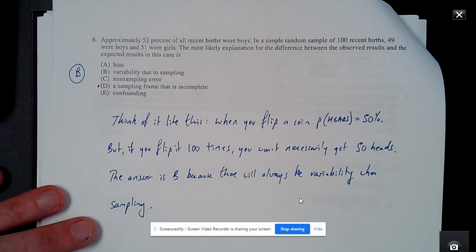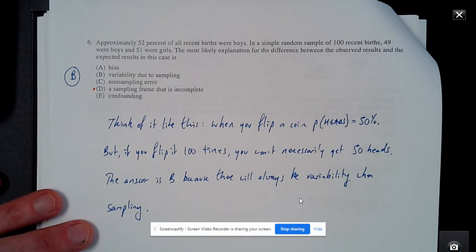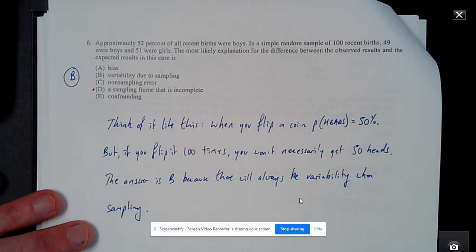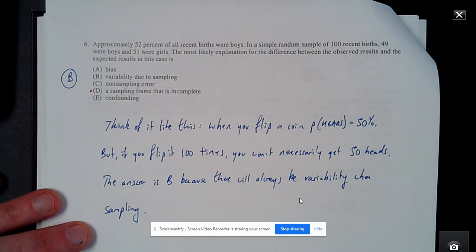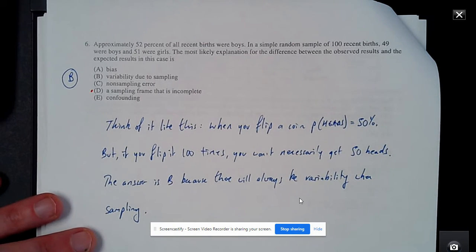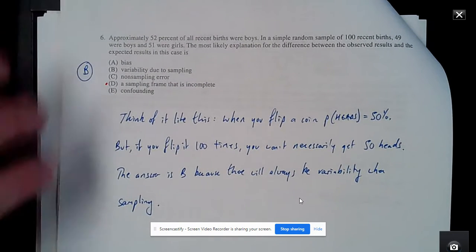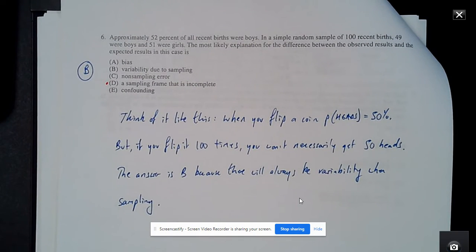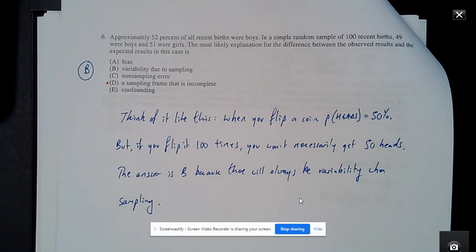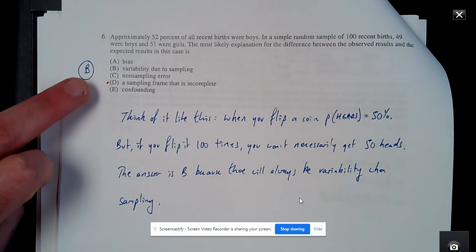So here you have number 6. Approximately 52% of all recent births were boys. In a simple random sample of 100 recent births, 49 were boys, 51 were girls. And the most likely explanation for this difference is what? Well, bias is basically when you have underrepresentation or overrepresentation. That's not the case here. We're just taking a random sample of 100 recent births. Now, the answer is B.